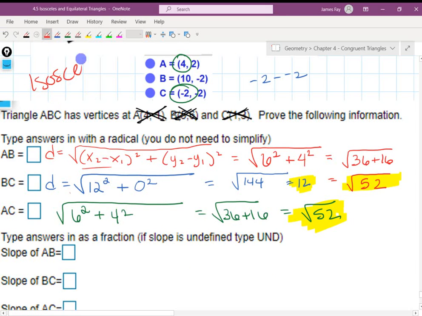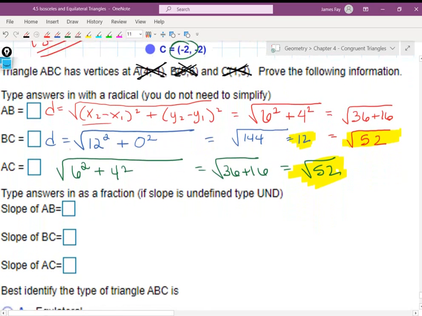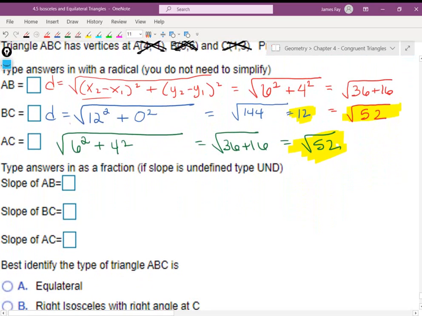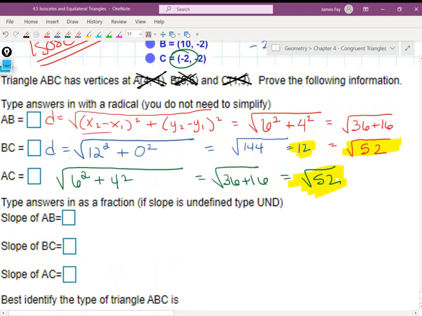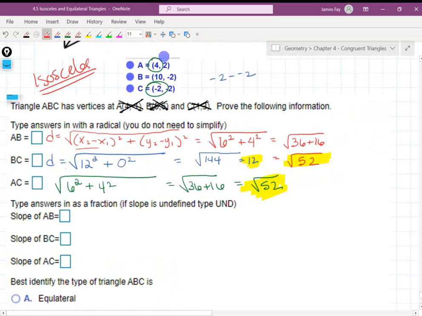The triangle is isosceles. That's what that information right there tells me. Now, trying to figure out the slope. We'll talk about why I'm trying to find slope here in a little bit. We talked about this at the end of chapter 3. The slope of AB: remember, slope is y2 minus y1. So I'm going to go 2 minus negative 2, and we'll go 4 minus 10.